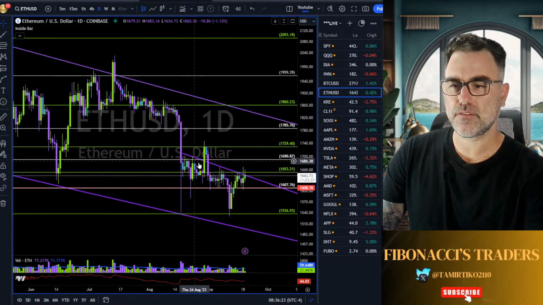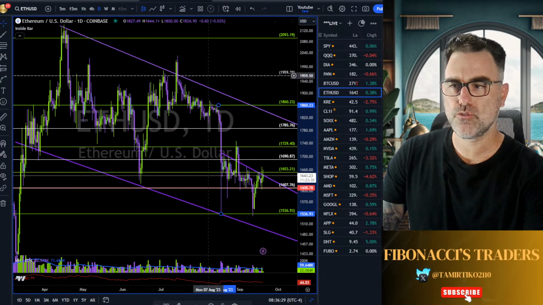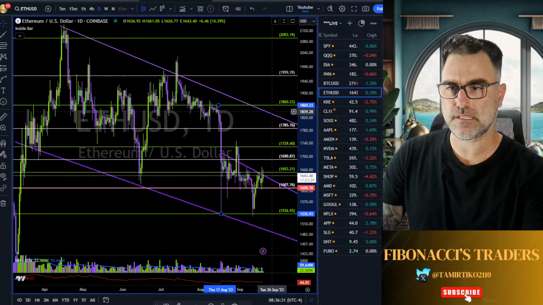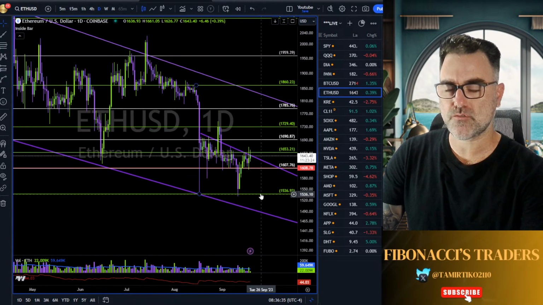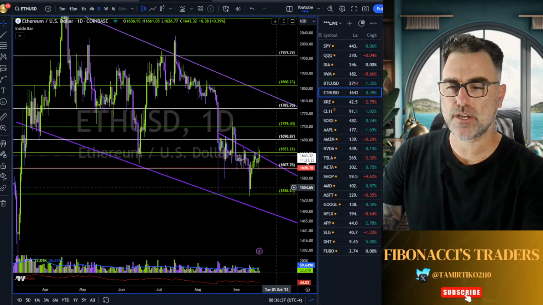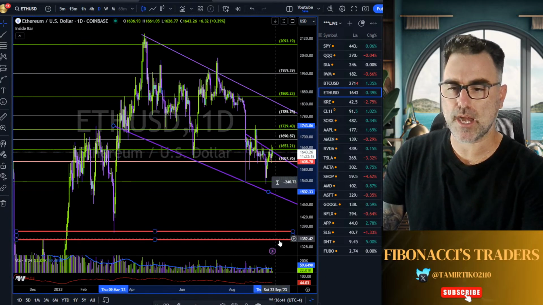Ethereum, relative weakness, 1650 to the upside. Above it, we're heading towards the 1730. Good reaction, and we will retest this purple trend line once again. Bad reaction, we're heading straight towards the 1536. Below it, this trend line. Below this trend line, we are heading towards this red zone.